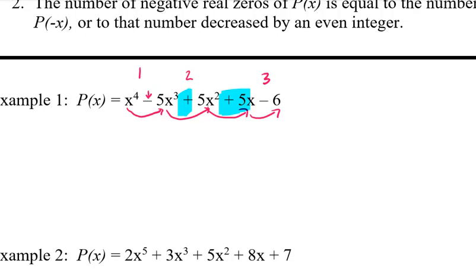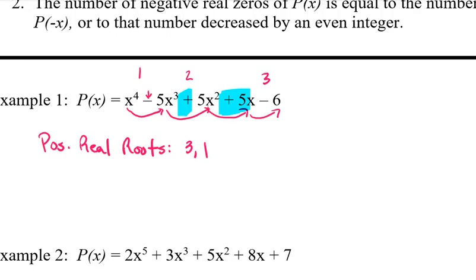So the number of positive real roots is going to be either, since I have 3 sign changes, 3, but then I can decrease that by 2. So I could have 3 positive real roots, or I could have 1 positive real root. Those are my options for that.